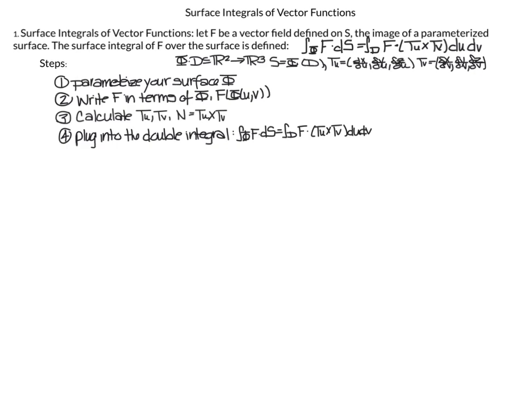The next step is to write F in terms of phi, that is, do your function composition. And recall, the reason you do this function composition is that F will associate a vector with every point in your three-dimensional space, but you're only interested in integrating F on this surface. So you do the function composition.